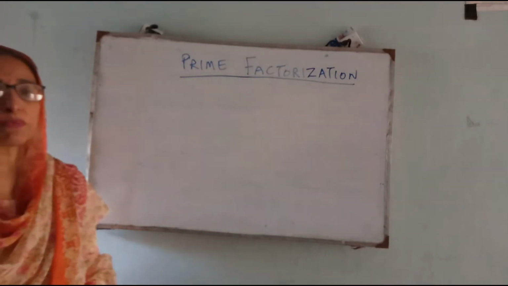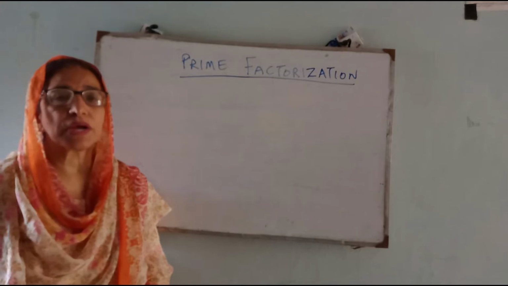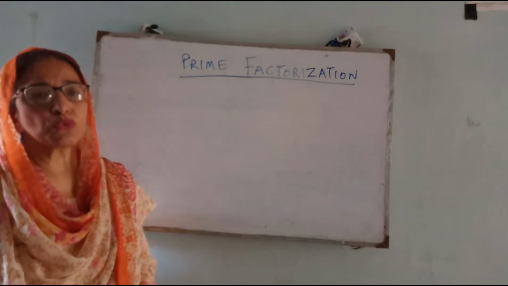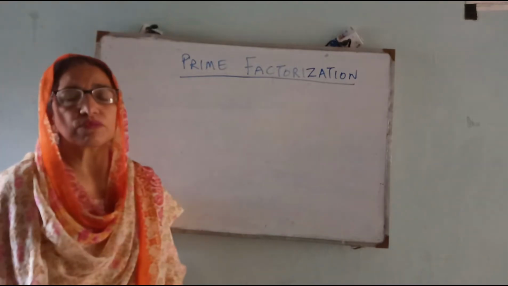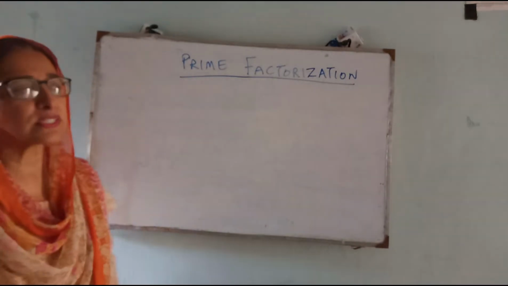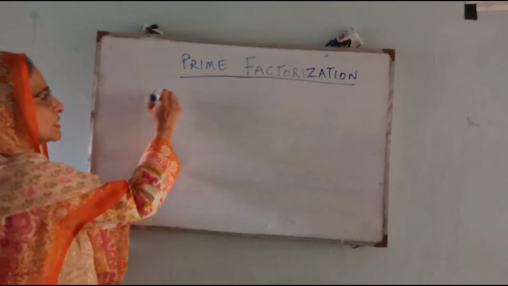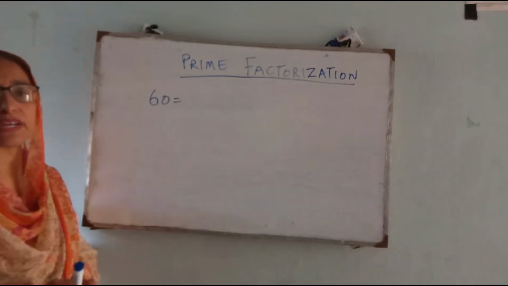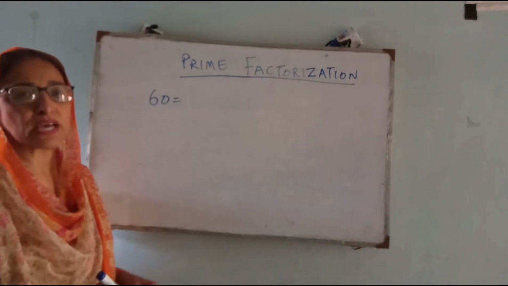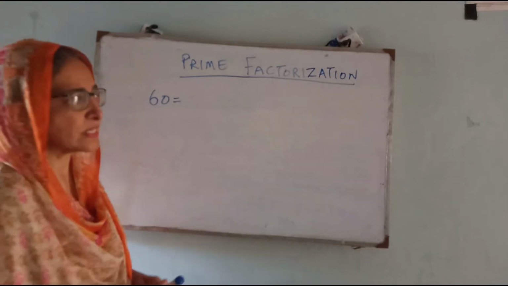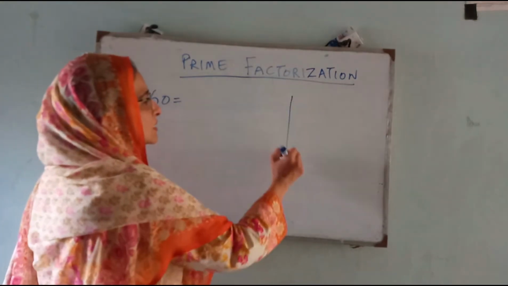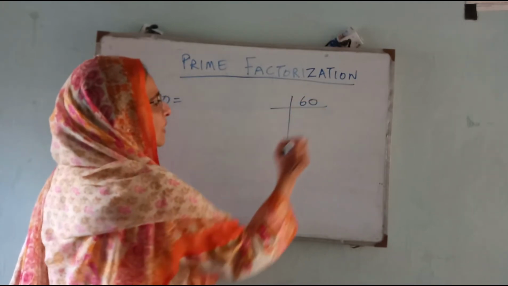Now we have to do the prime factorization. For the prime factorization, there are two methods. Number one is by finding out the factors of that number. For example, if I have 60 and I have to find the prime factors of this number, that means I have to search for the numbers which are divisible by 1 and except only for this 60, I am going to take out the factors.